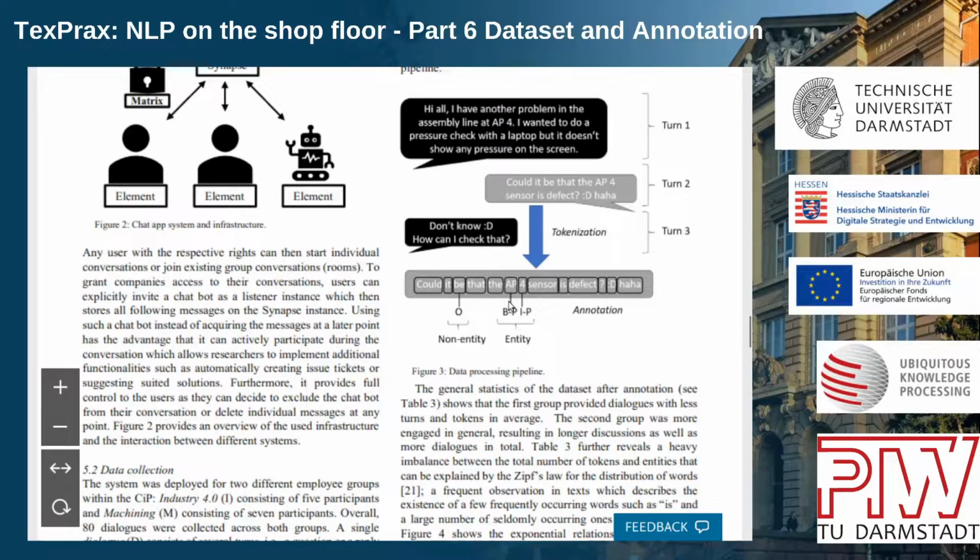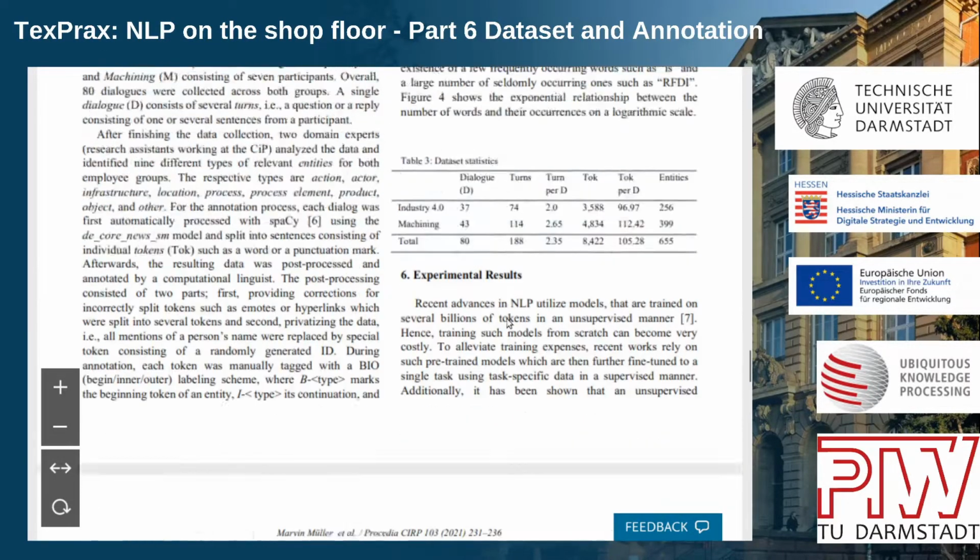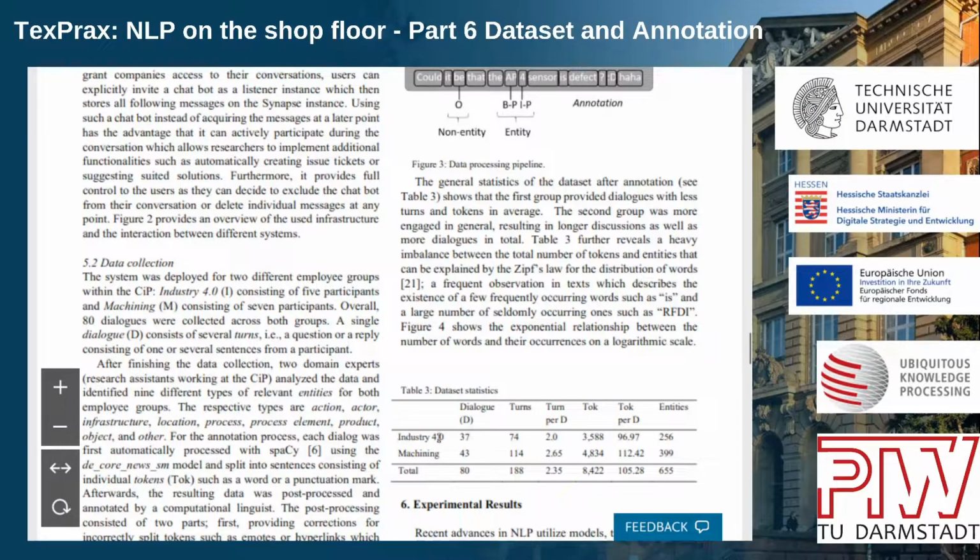So overall, we collected 80 dialogues across 2 domains, which you can see here. The first domain is industry, and the second one is machining, and we identified 655 entities across both domains. And in total, we have 9 different entity types.